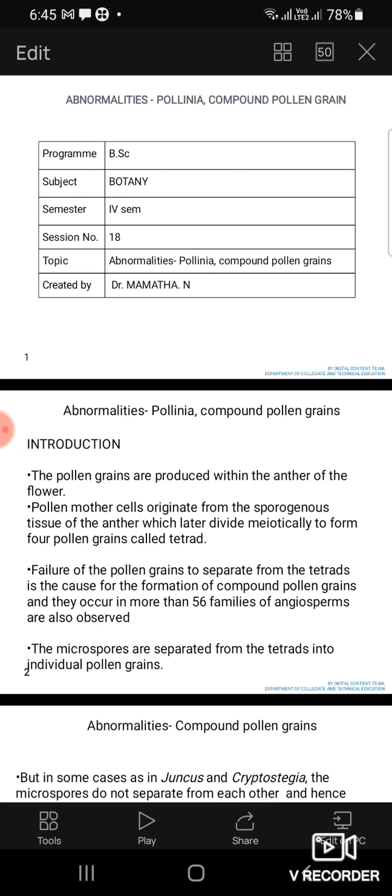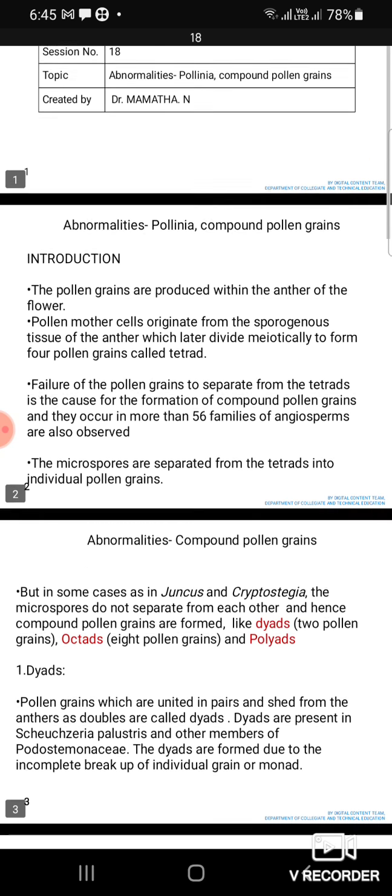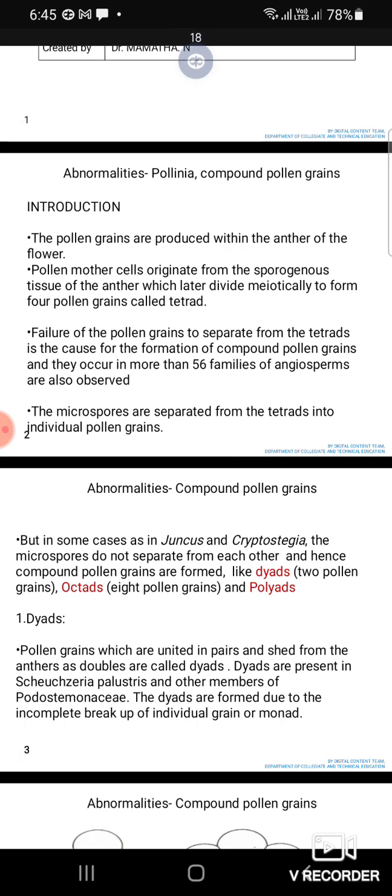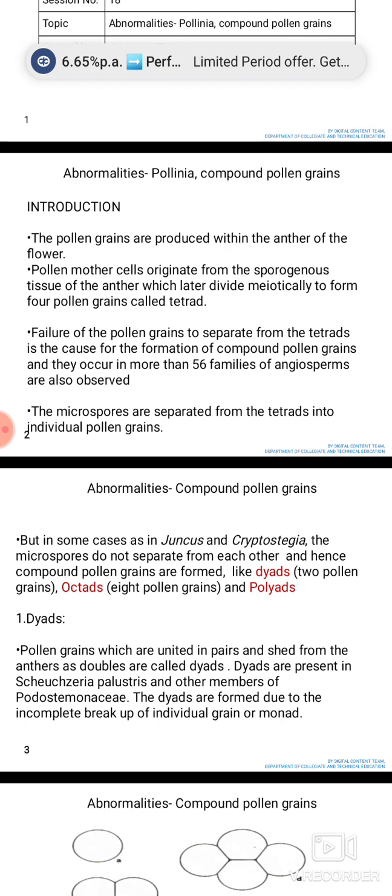Abnormalities, that is the pollinia and compound pollen grains. The pollen grains are produced within the anther of a flower.